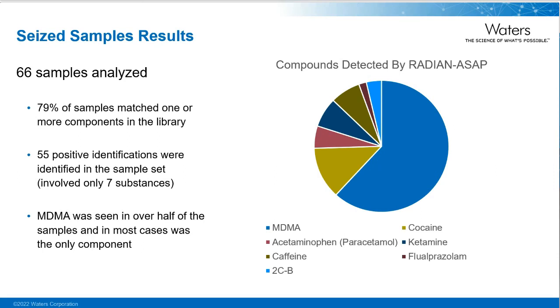This may be due to where the samples were seized, as they were all seized from nighttime venues or music events. MDMA was the predominant compound detected, as it was seen in over half of the samples, and in most cases this was the only component detected.